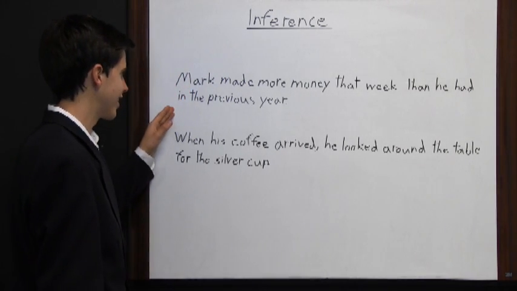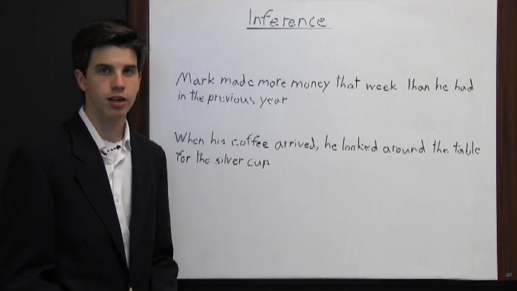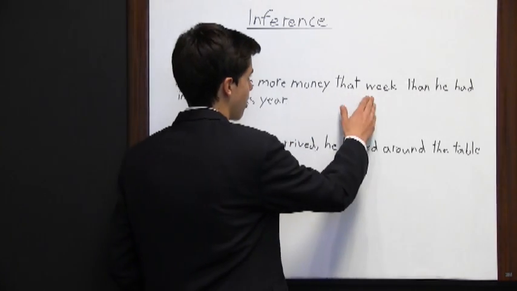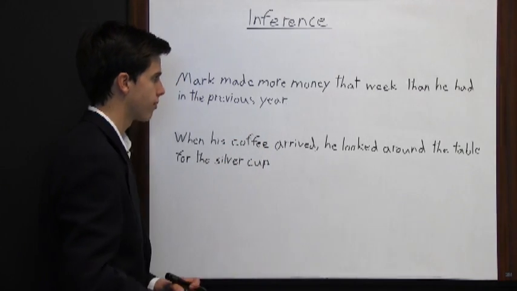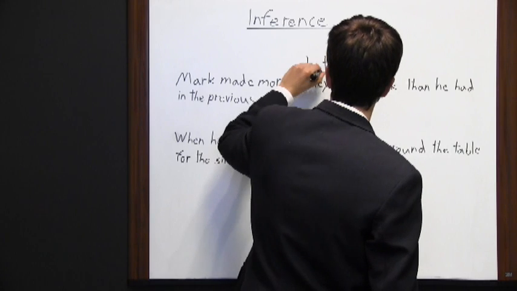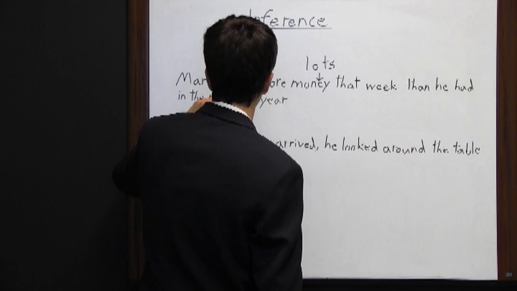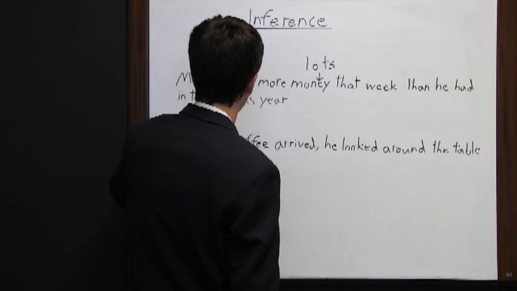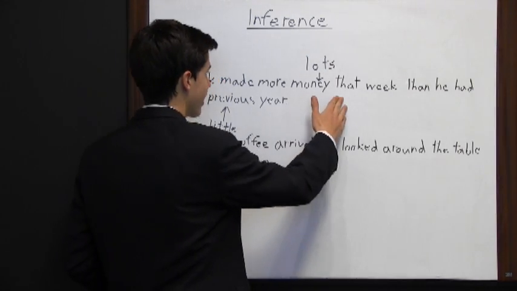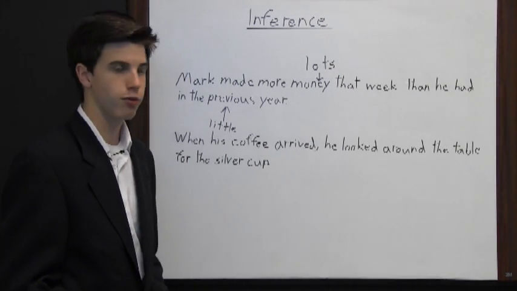Mark made more money that week than he had in the previous year. So there are two possible inferences that a reader could make from this passage. They could infer that Mark made lots of money that week, so much so that he made more than in the previous year. The other thing they could infer is that there was little money made in the previous year. So I hope you see the contrast here. Either there was lots of money made that week, or there was just little money made in the previous year. So those are two possible inferences that the reader could make.